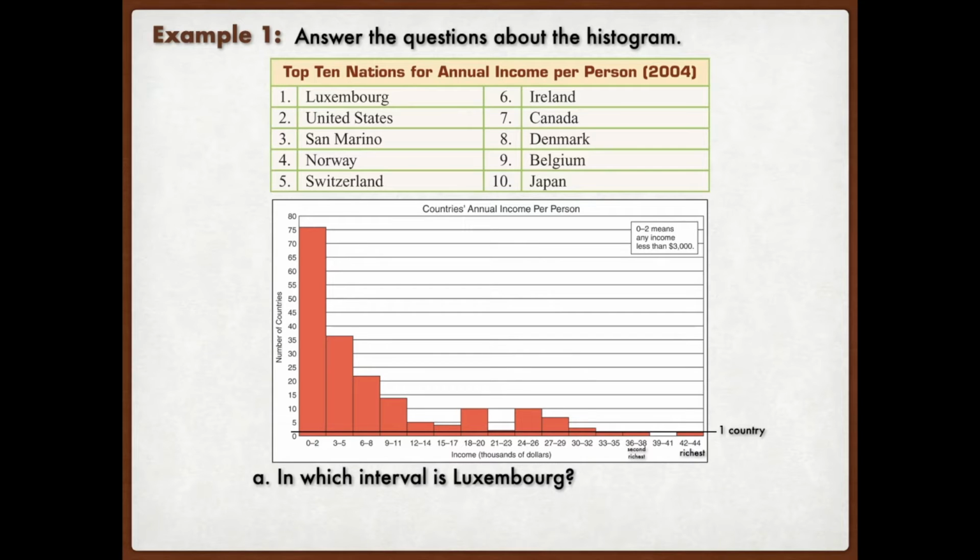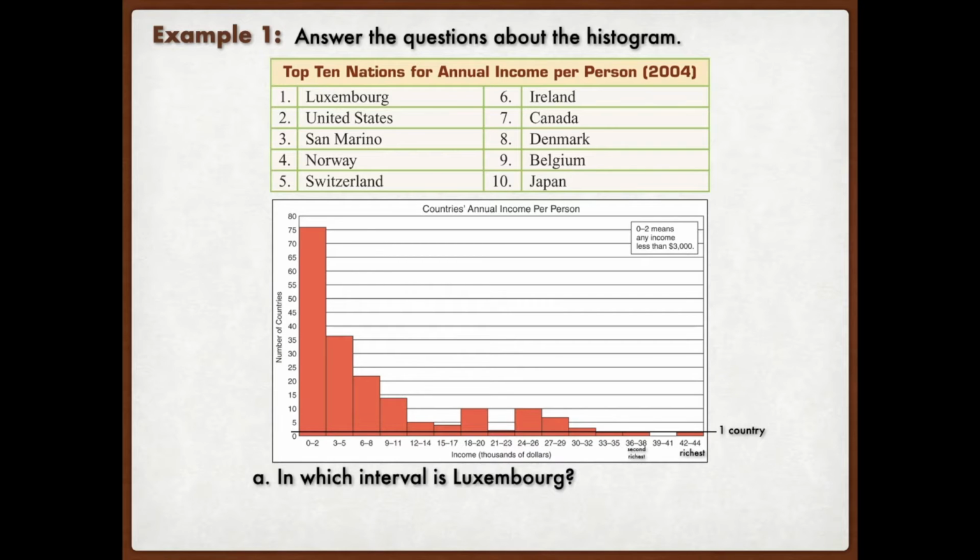So because Luxembourg is number 1, I need to know how to read my chart, and I'm going to look at that, and I'm going to see that 42 to 44 is the richest. That's going to be Luxembourg. Now, United States is second. 39 to 41. But the problem is there's nothing graphed there. So 39 to 41, we are going to ignore. We're going to go to 36 to 38. That is going to be the United States because that's the second richest interval.